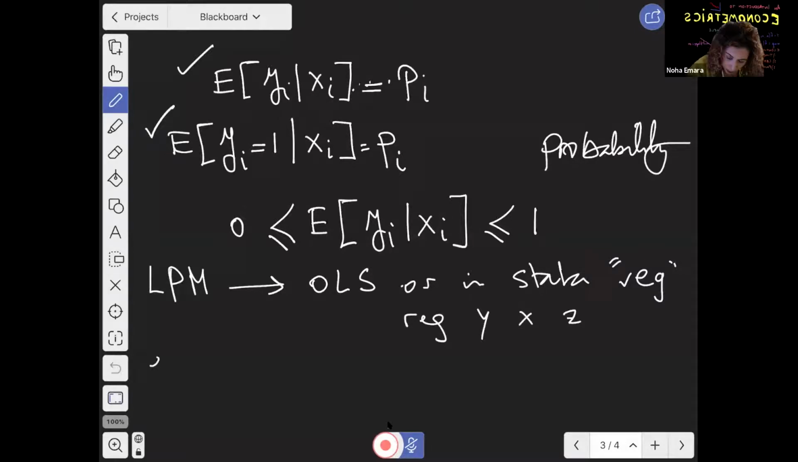Are you done with this page? Okay, I'm going to add. Okay, so I just want to write the example in one slide.